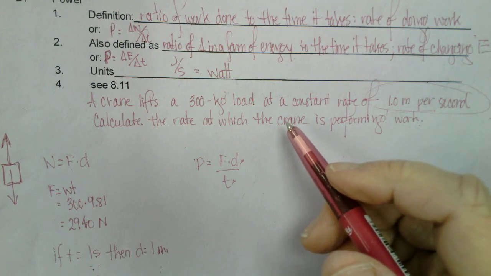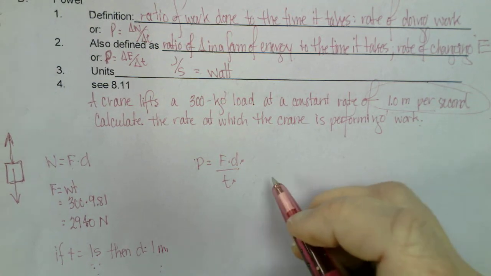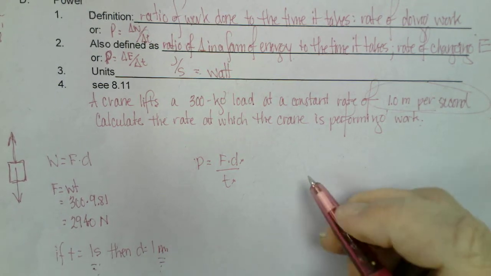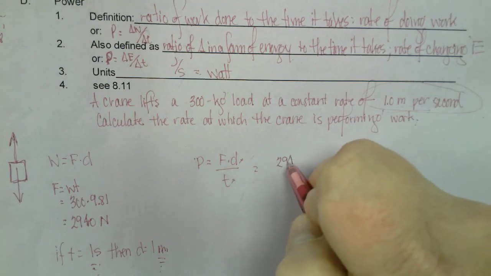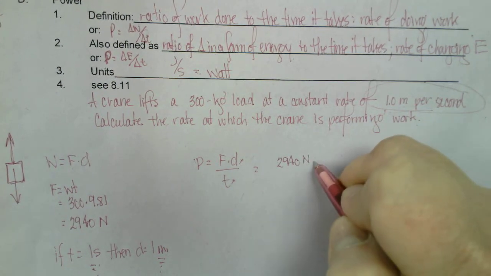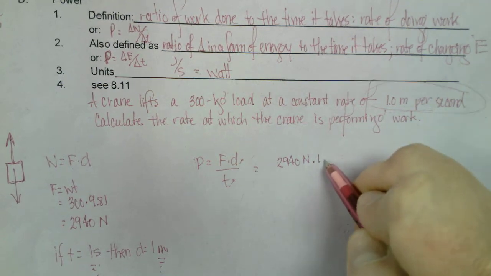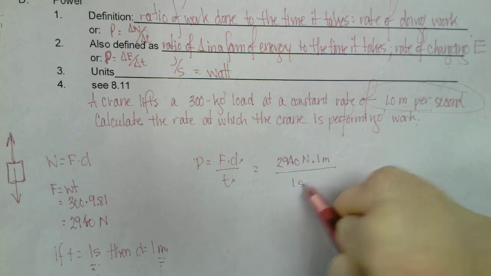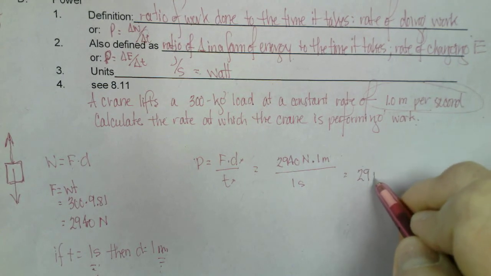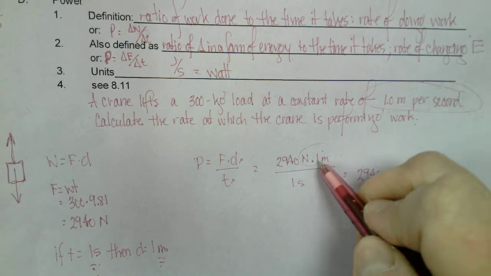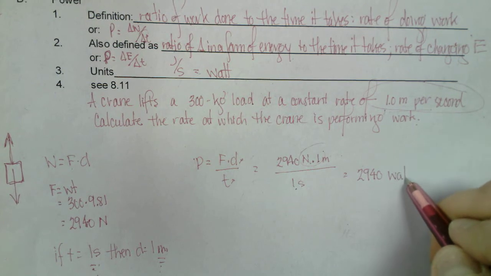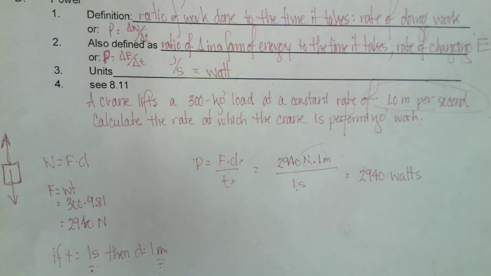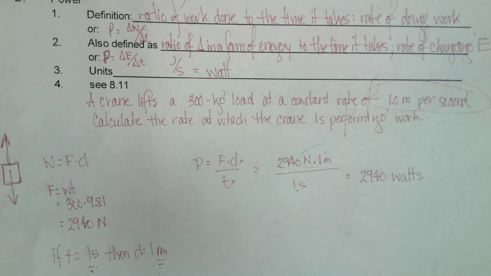But we actually do really like to use simple numbers. So I'm going to make my distance 1 meter and my time 1 second. So it ends up being 2,940 newtons times 1 meter all over 1 second, which ends up being 2,940. This is a joule, so it's joules per second. A joule per second is a watt. 2,940 watts.